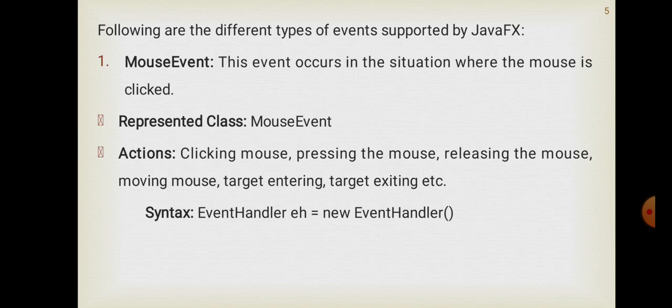The first one is the mouse event. This event occurs in a situation where the mouse is clicked. The class which we are using is MouseEvent, where M and E are capital letters. We know that Java is a case sensitive language, so the capital letters should be written in the same manner. The action handling uses EventHandler. It supports clicking of the mouse, pressing the mouse, releasing the mouse, moving the mouse, target entering, target exiting, etc. You have to create an object for that, equal to new EventHandler of.